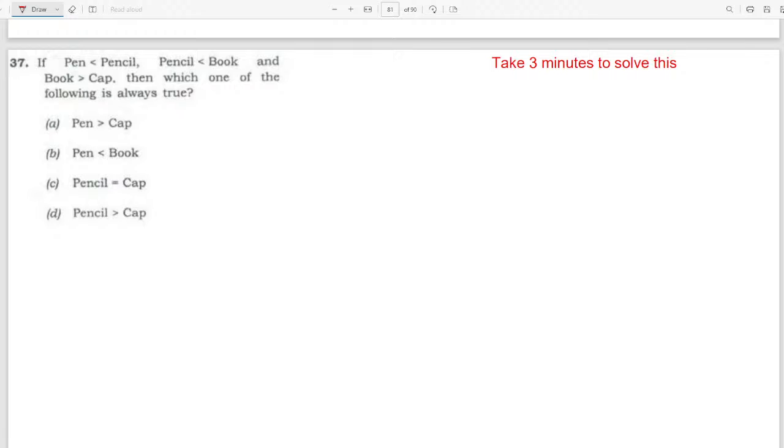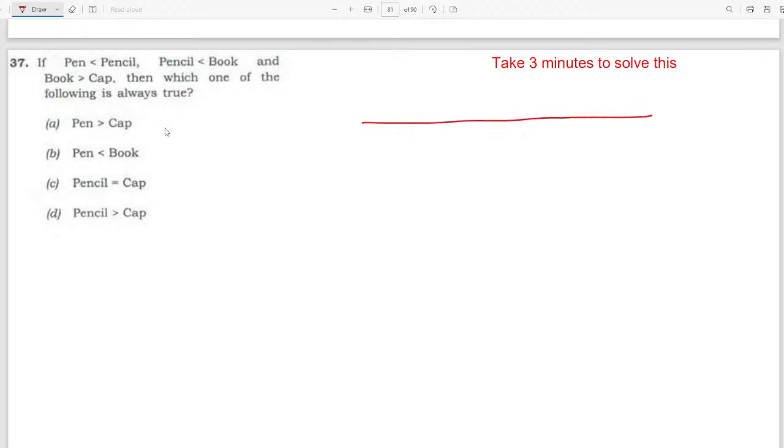It's time. Most of them have got option B, and option B is the correct answer. We'll see why it is the correct answer. They're saying that if pen is less than pencil, and pencil is less than book, and book is greater than cap, then which of the following is always correct?